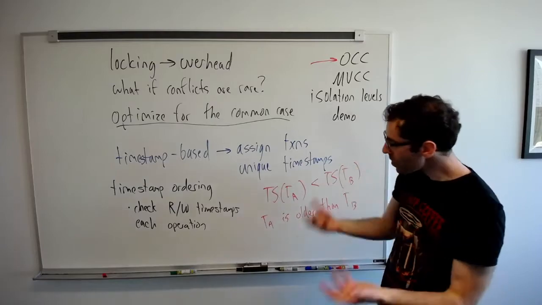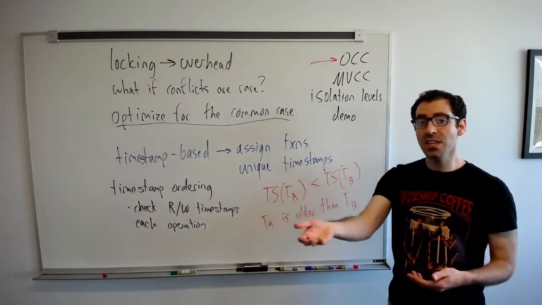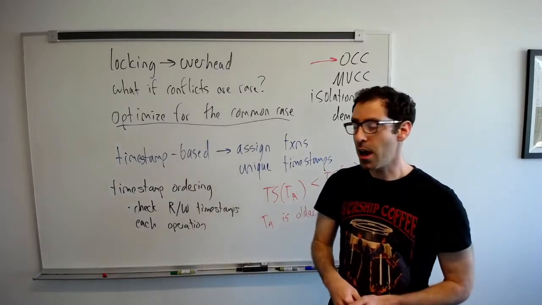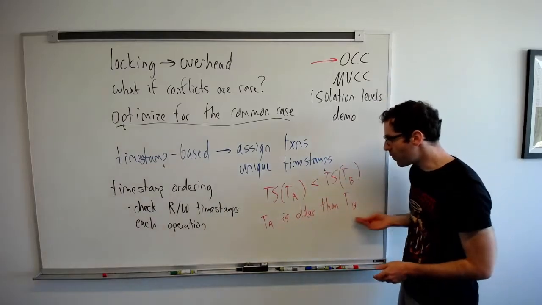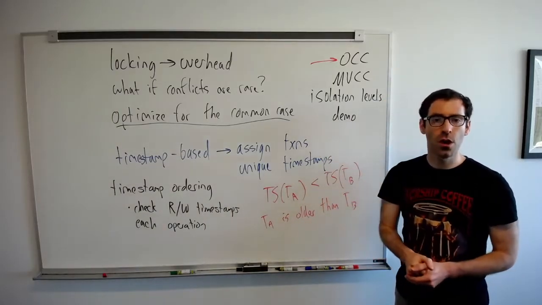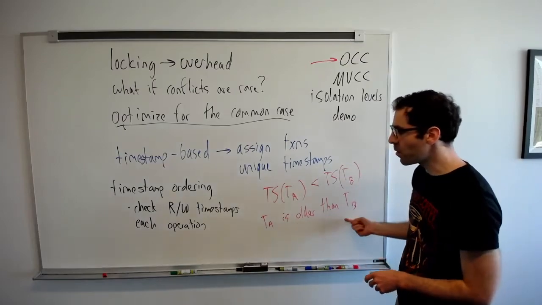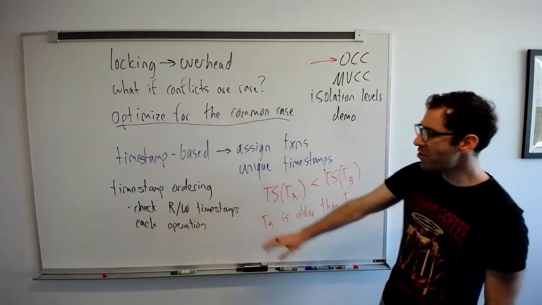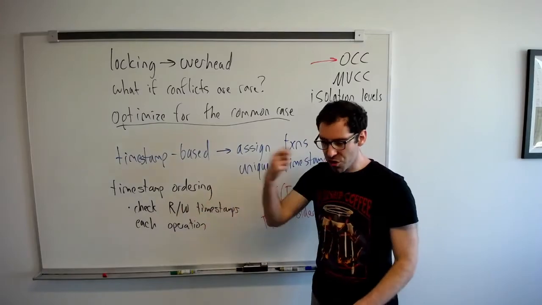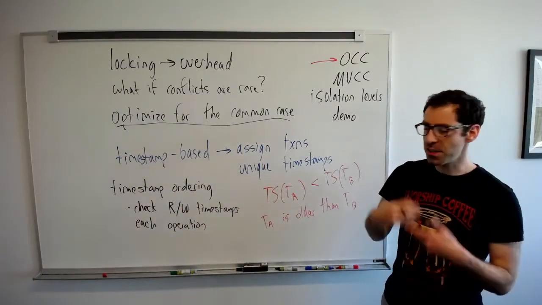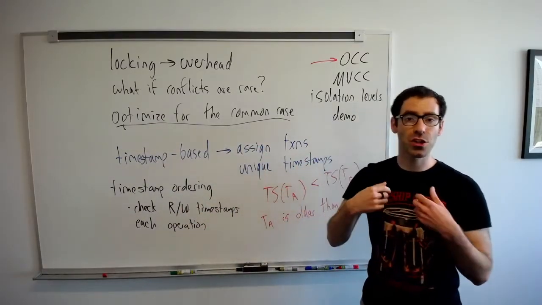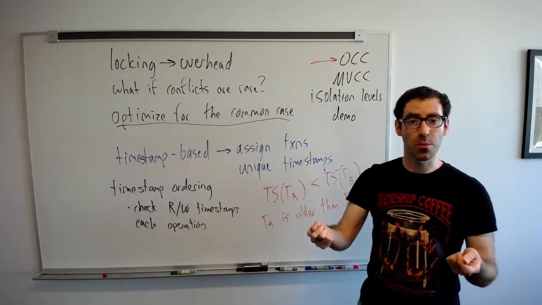So if an older transaction is writing to some piece of data that was read by a younger transaction, that's a problem because that write was not seen by the younger transaction, and thus we're not enforcing this kind of serializable property that we want. And so we'll use these checks of each data access and these timestamps to know when a transaction has encountered a conflict and needs to abort.